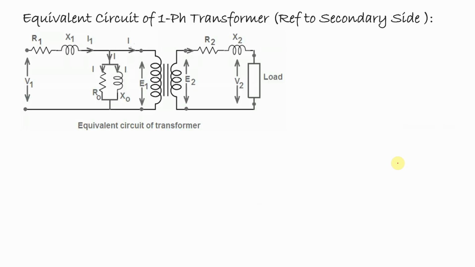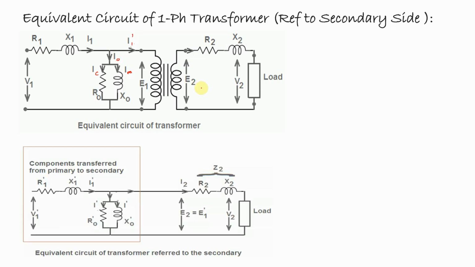Now, if we want to draw the equivalent circuit of the single phase transformer referred to secondary side, this is the original equivalent circuit. Here it is I0, IC, IM, it is I1 dash, and the rest we have already discussed. In this case, referred to secondary, we will transfer all the parameters of the primary side to the secondary part. Therefore, the circuit will look like this. Here, each and every parameter of the primary will be changed in terms of the secondary side.